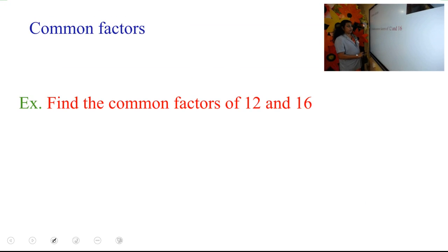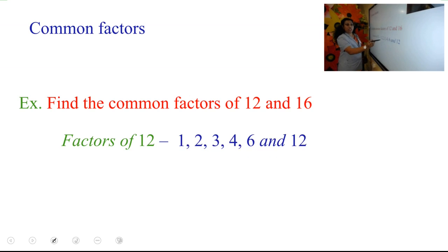This is nothing. We will see the example. Find the common factors of 12 and 16. Now, we are familiar with the factors. So, first step is we will write the factors of 12 and 16. Factors of 12: 1, 2, 3, 4, 6 and 12. 1 into 12, 2 into 6, 3 into 4, 4 into 3, again repetition game. So, we'll stop.